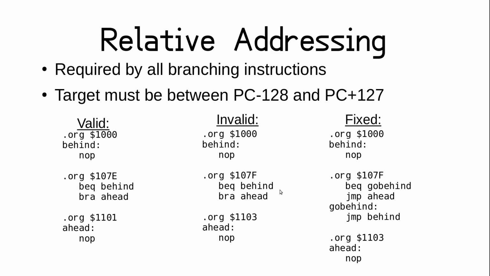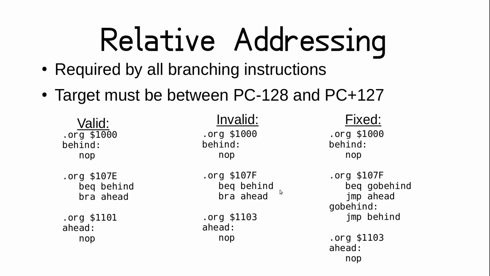If you are doing an unconditional branch, this is easy. Just change the BRA to a JMP and you are all set. However, for conditional branching, it means you may need to invert your branching conditions and use jumps to get to those distant addresses. In the first example here, we see a perfectly valid set of branches that will assemble into code that works as expected.